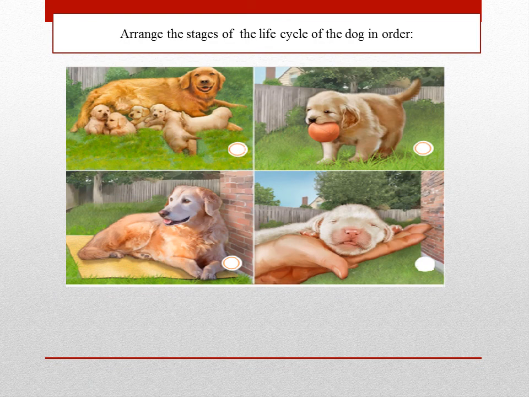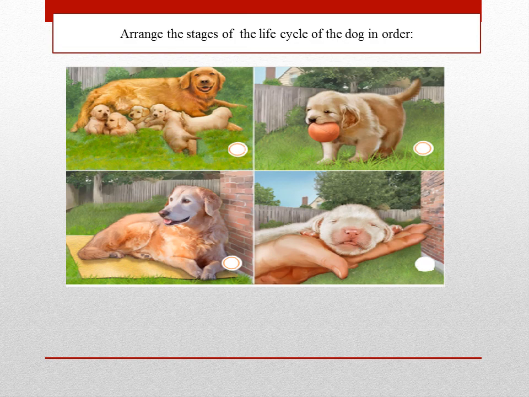Now I want you to observe the following images and try to arrange the stages of the life cycle of the dog in order. When you look at the pictures of the dogs, what clues can you use to make a prediction about which stage of the life cycle each dog is in? Yes, the size of the dog, the age of the dog, and what the dogs are doing can help you predict which stage of the life cycle this dog is in.